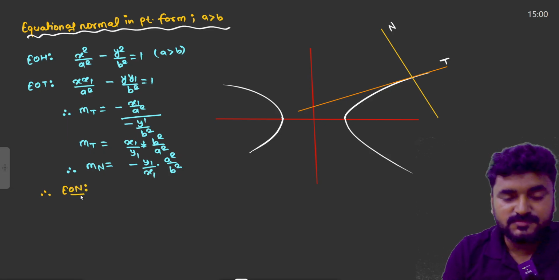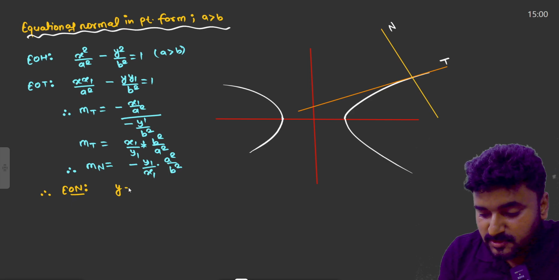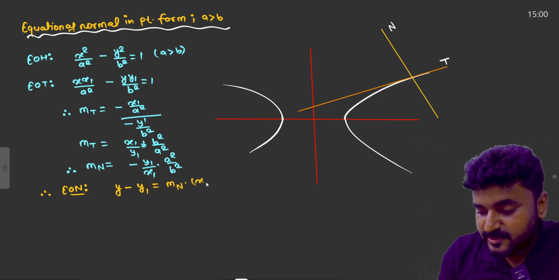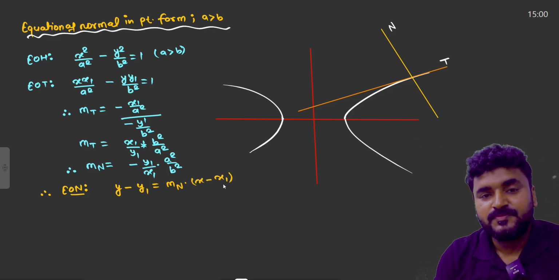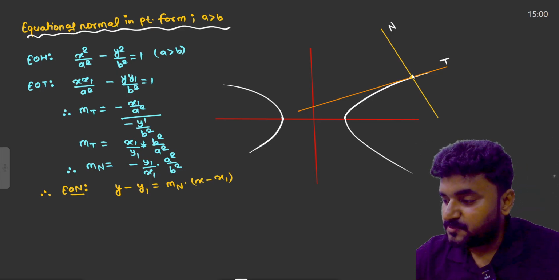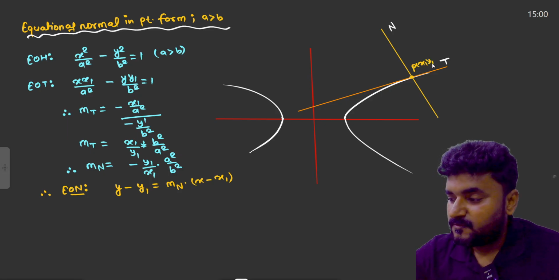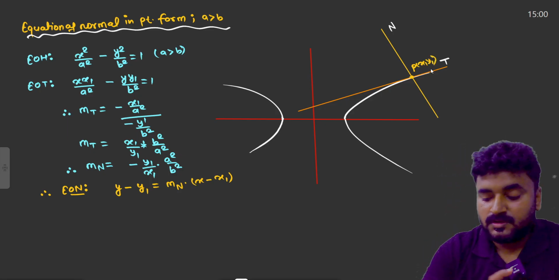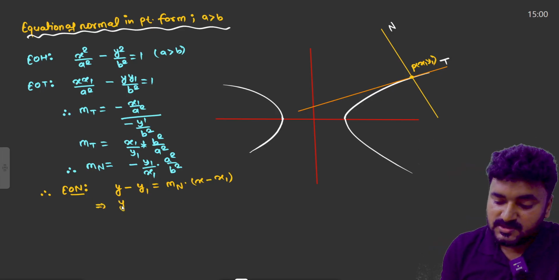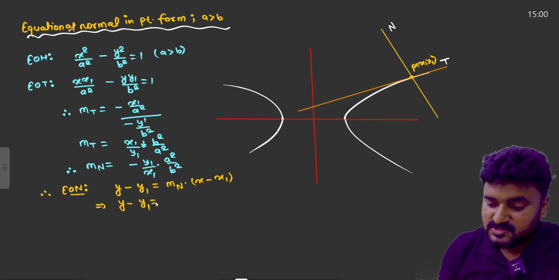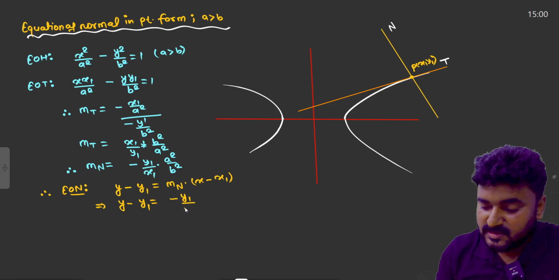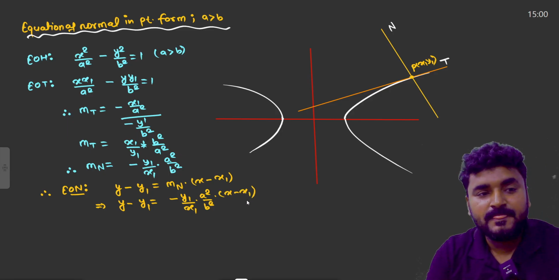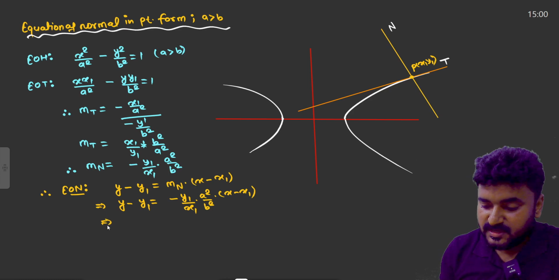Equation of normal. For the equation of the normal, you know y minus y1 equals m, the slope of the normal, into x minus x1, we can write. I have taken this point as P (x1, y1) where I want to find the normal equation. So here I can see this is y minus y1, and the slope of the normal is minus y1 by x1 into a square by b square, into x minus x1. After that I'll cross multiply, I'll get the value.